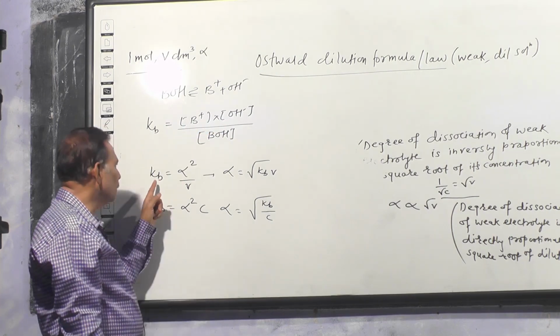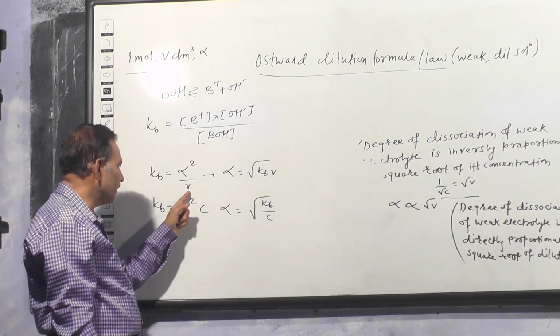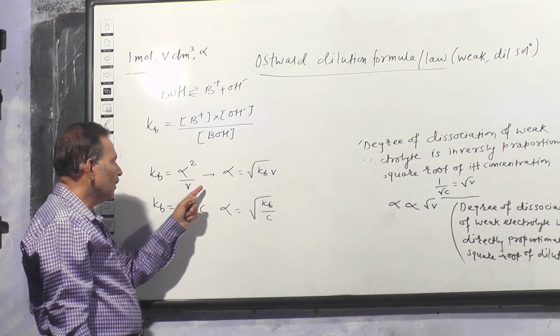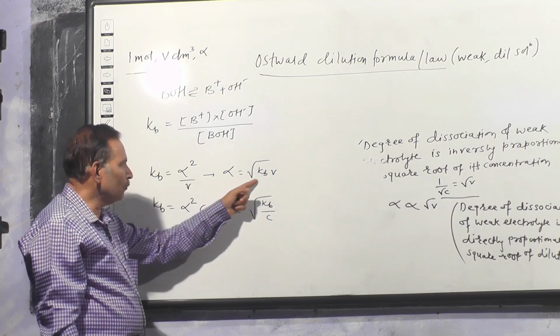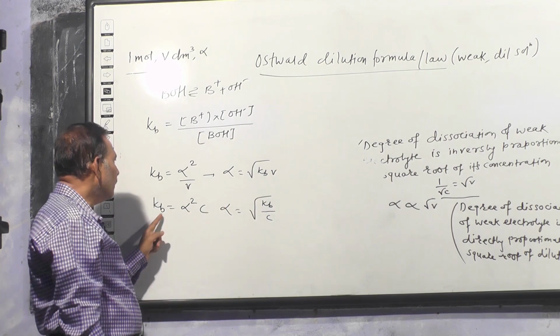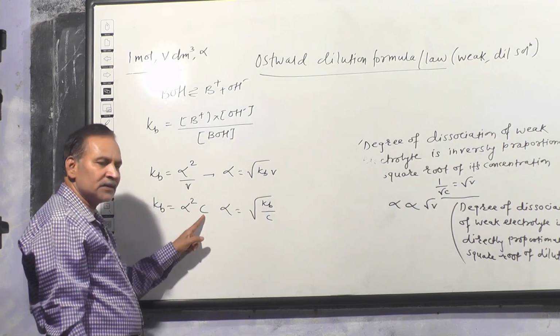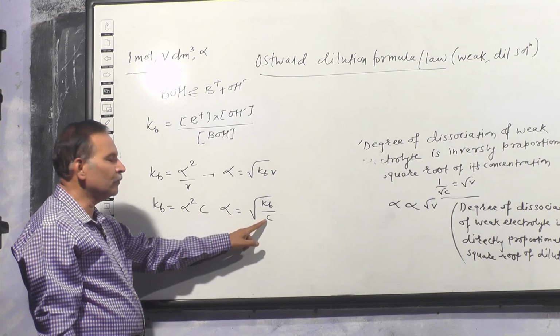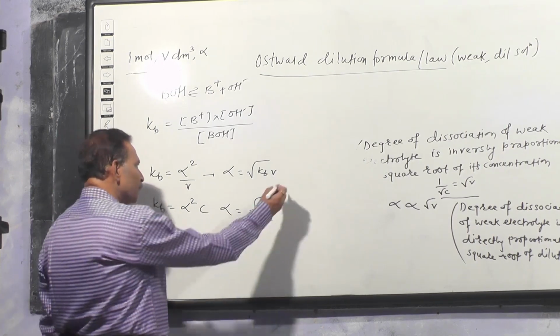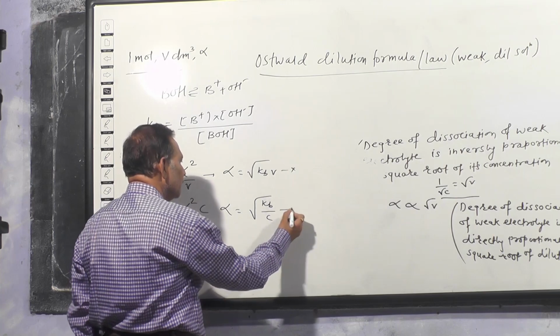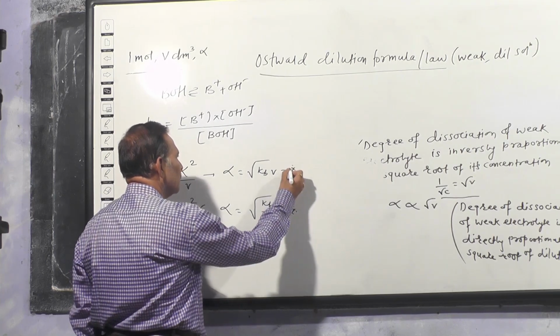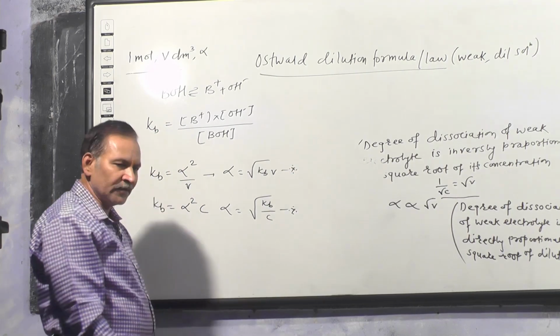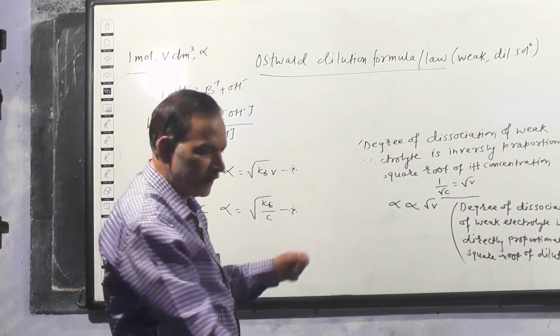Put the values of reactants and products in this. Finally, we reach Kb is equal to alpha square divided by V, or alpha is equal to root of Kb into V. 1 by V can be replaced by C, so Kb is equal to alpha square into C, and alpha is equal to root of Kb by C. So this is also an important formula to solve some numericals.